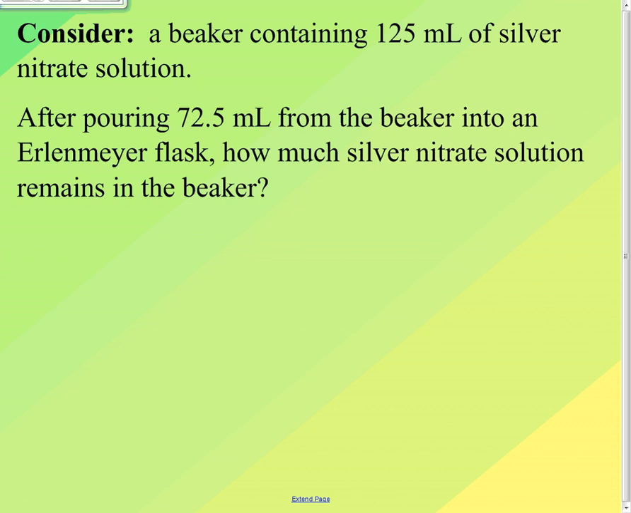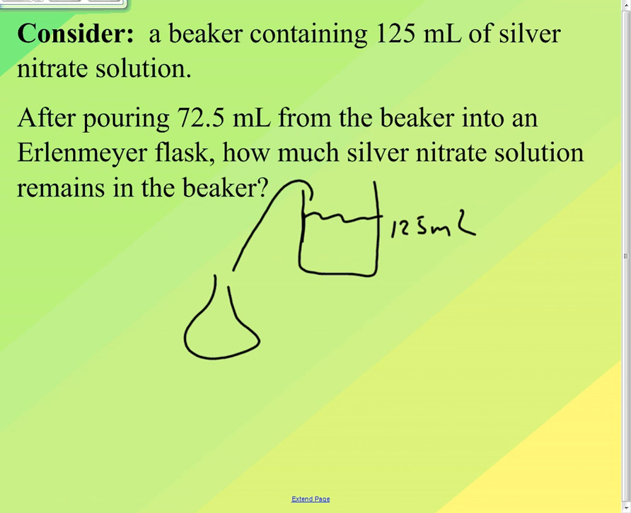Okay, sometimes it's best to draw a picture, right? So I have a beaker, and I have 125 milliliters in that, and I'm going to pour some of that out into an Erlenmeyer flask, right? And specifically, how much do I pour? I end up pouring 72.5 milliliters. So that means my volume in here drops down, right? And we want to know what's my new volume in my beaker. So what kind of question is this? It's a subtraction question.